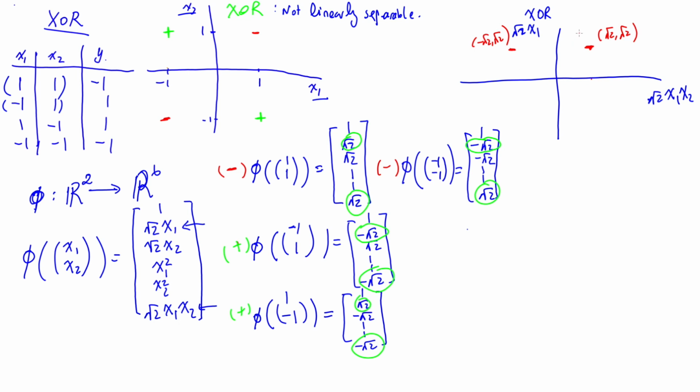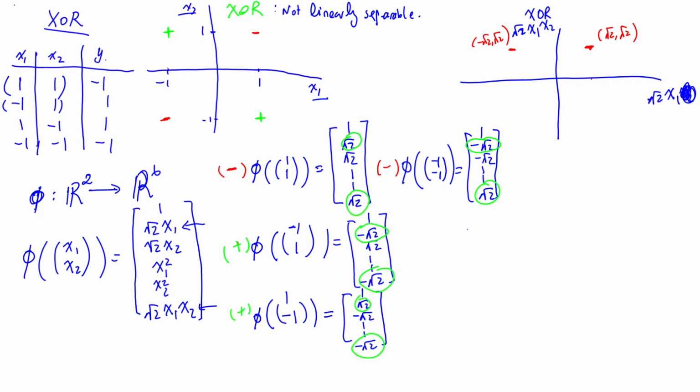Okay, sorry, I actually made a slight mistake. What I'm actually doing is plotting, I just reversed the axes, so I'm looking at root 2 x1 on the x-axis and root 2 x1 x2 on the y-axis rather. Okay, so nothing changes. So this is still correct here.